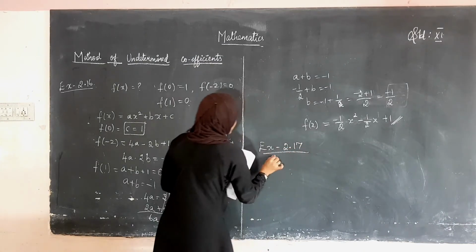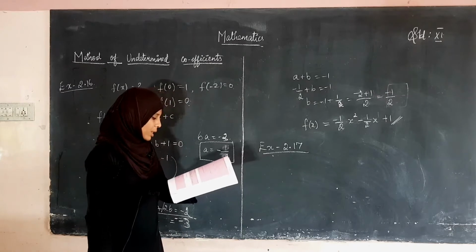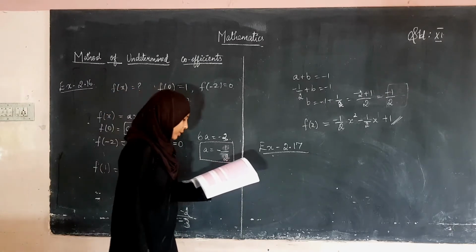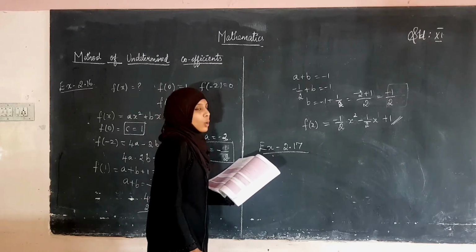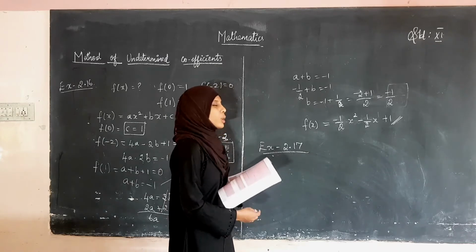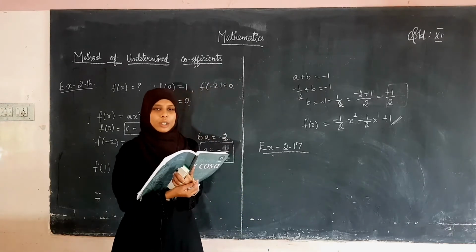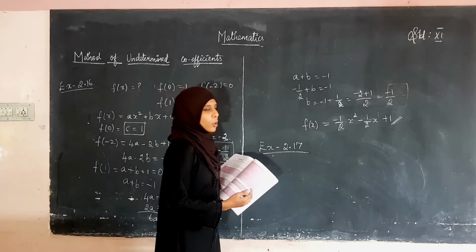2.17. Construct a cubic polynomial function having zeros at x equal to 2 by 5, 1 plus root 3 such that f of 0 is equal to minus 8. What have they asked us to find? They have asked us to find the cubic polynomial function. Cubic polynomial function means a polynomial function having the degree 3.